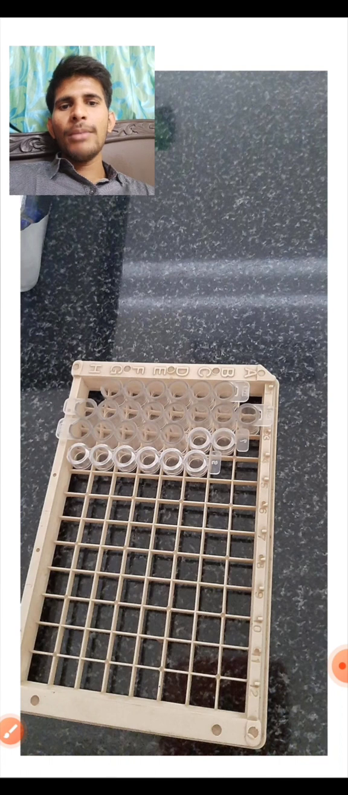Next, microtiter plate, ELISA. Okay, 12 into 8, 96 wells are there. Microtiter plate, ELISA.